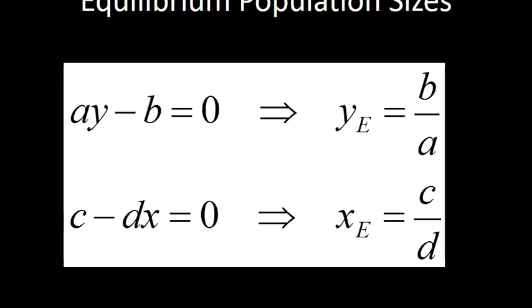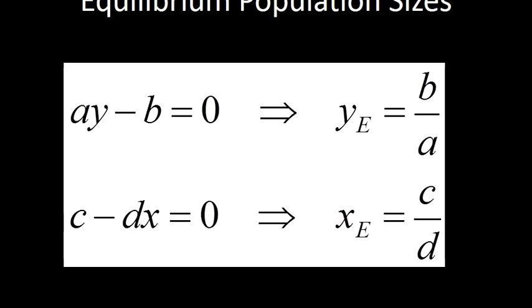So basically, they don't change over time, and you can just set the right-hand sides of both equations to 0, and this allows you to calculate two values of equilibrium populations. One for the prey, y sub e, which is found as the rate b divided by the rate a, and another equilibrium population for the predator, x sub e, which is found by the ratio of constant c divided by constant d.